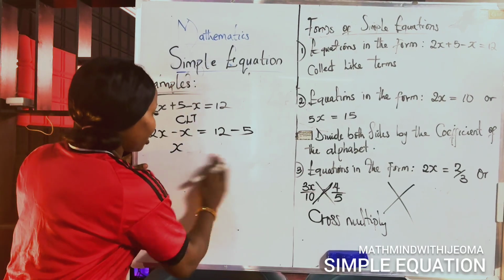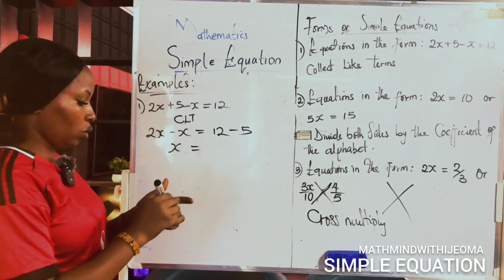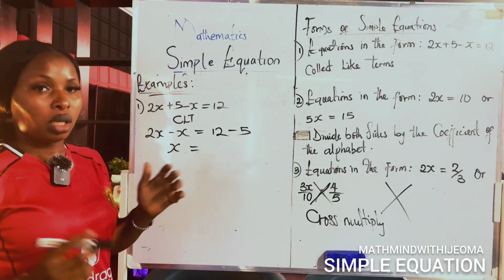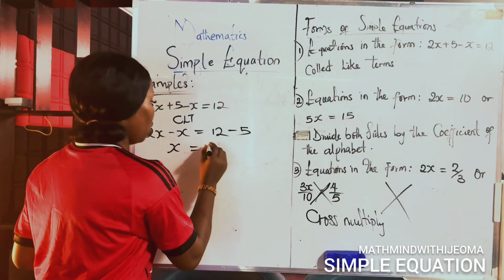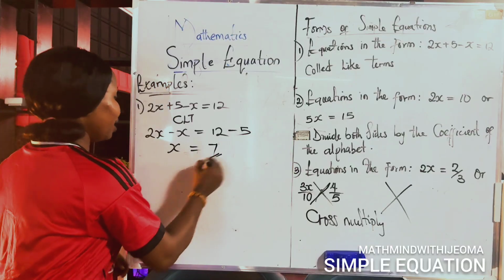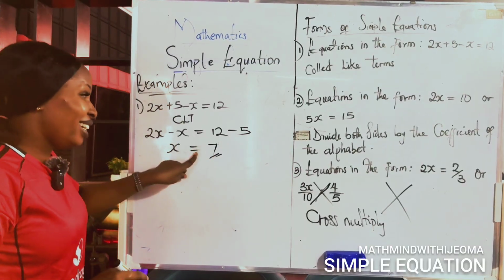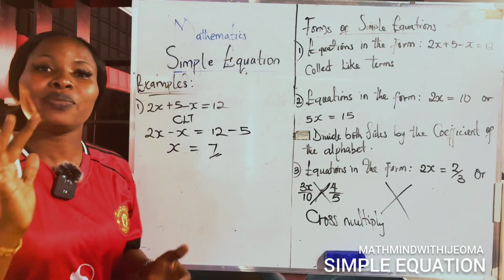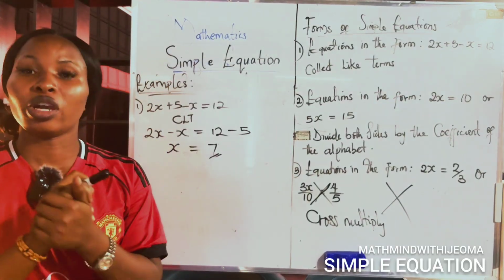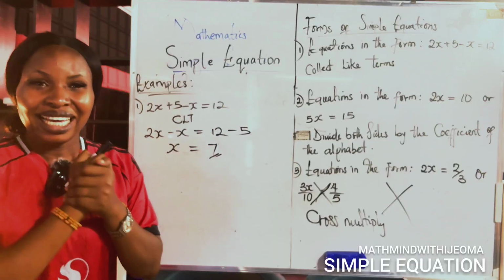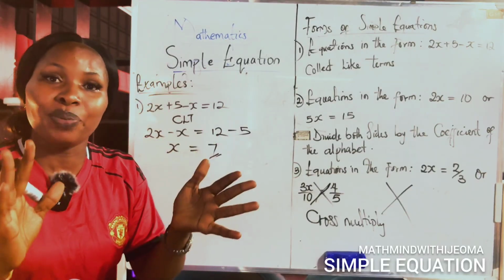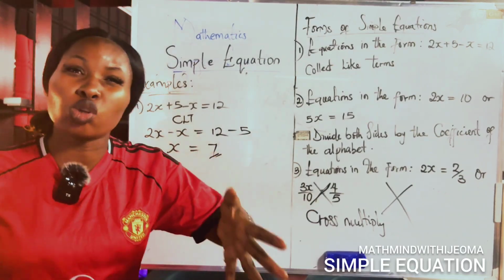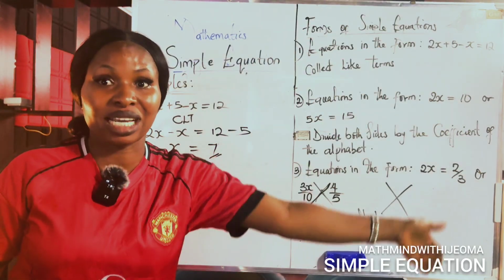So that's the simple logic there. x is equal to 12 minus 5. You just subtract and you have your 7. So that means x is equal to 7. Now watch. What makes you know that your equation is correct? Equation, as the name implies, means that whatever is at the right hand side is equal to whatever will be at the left hand side.